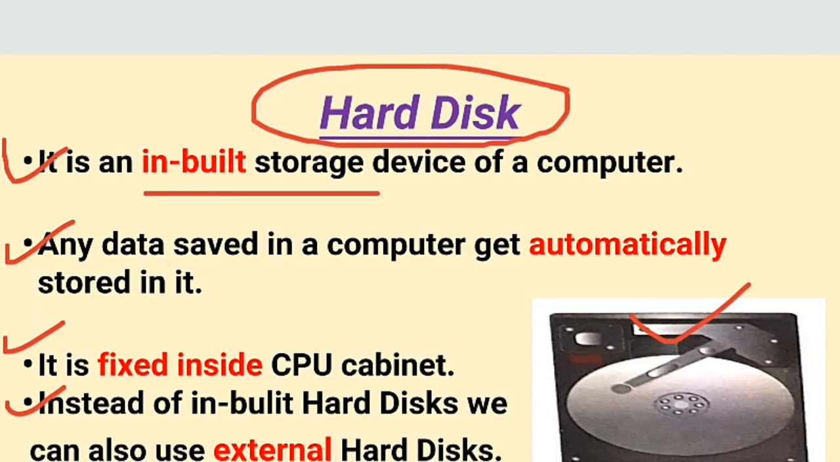Instead of inbuilt hard disks, we can also use external hard disks. When there is some problem in the hard disk, or when our internal inbuilt hard disk is full, at that time we use some external hard disks. External hard disks are those hard disks that we can attach with the help of a wire to the computer, that are not present inside the CPU box. We can attach them with the CPU box with the help of wires or leads.